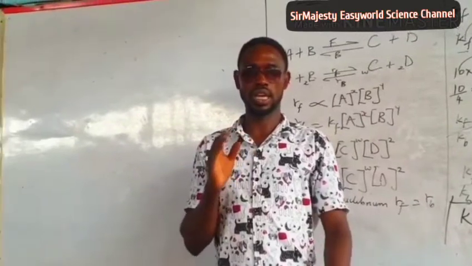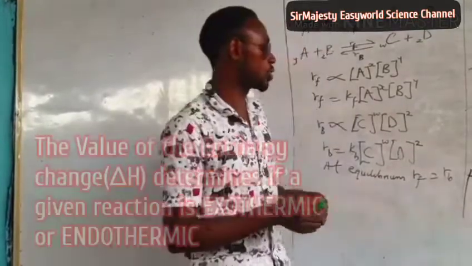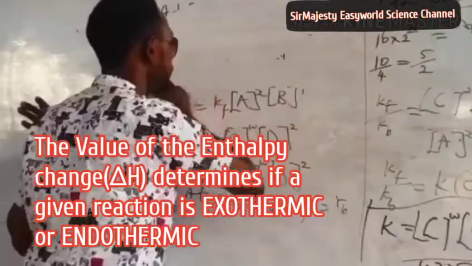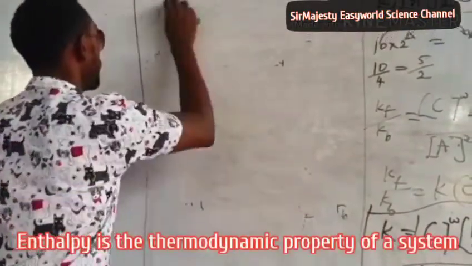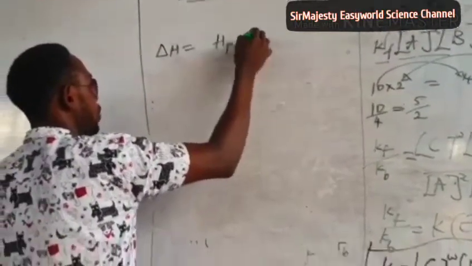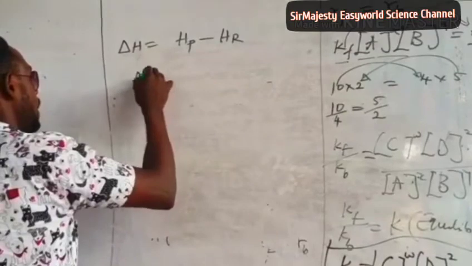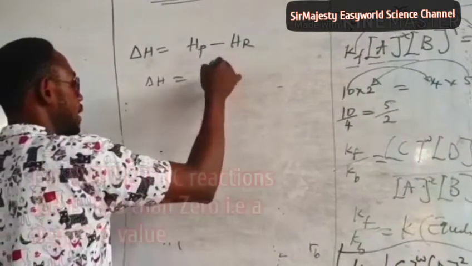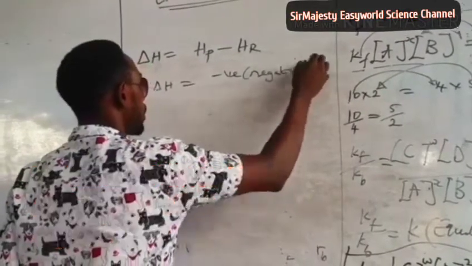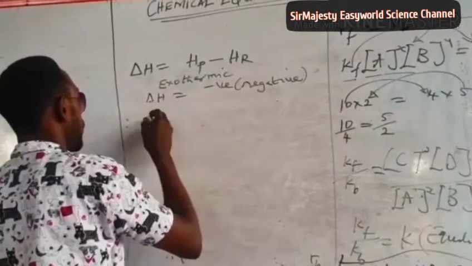Now, for you to know whether the heat change is negative or positive, we need to consider what we call enthalpy. Enthalpy means the heat change of a system. So the enthalpy change, delta H, is equal to heat of product minus heat of reactant. Simple. The heat of product minus heat of reactant. When delta H is a negative value, it shows that the reaction is exothermic. This is for exothermic reactions.